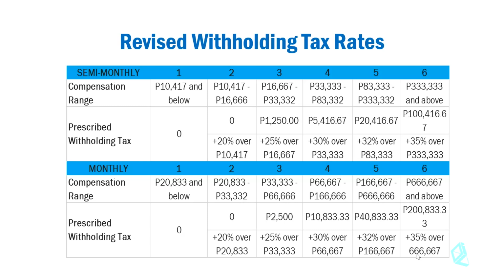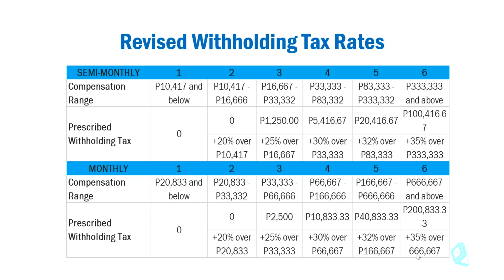Okay, so I hope you tried looking for it. It would fall between the compensation range of 66,667 to 166,666. With the first 66,667 subject to a withholding tax of 10,833.33, and the difference between 70,000 and 66,667 being subject to a 30% withholding tax rate.